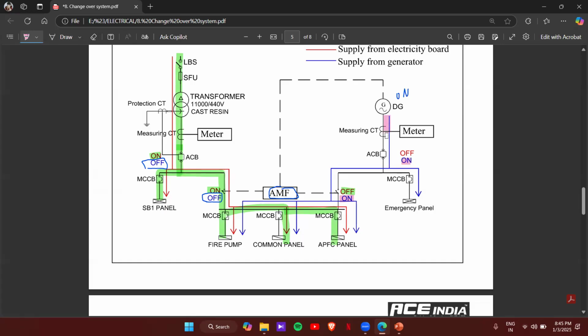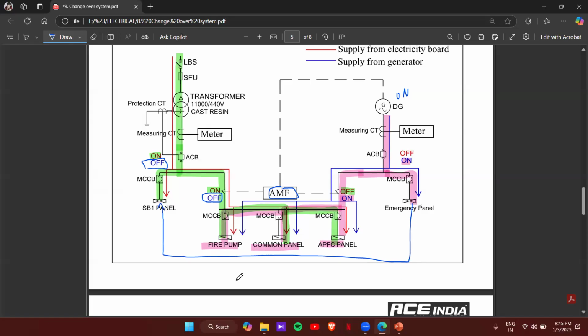So that supply will be coming through here and first it will go to the emergency panel. Then after that, this is on, right? So that will go to the APFC panel, common panel and to the fire pump panel. And here you can see that this contactor is turned off. That means no more supply will be given to the SB1 panel here. So this is the partial backup system. Only these three components are given the backup. SB1 is excluded from the backup system. But we have an emergency panel here. So from the emergency panel, only for the essential components, we can provide the supply to the SB1 panel.